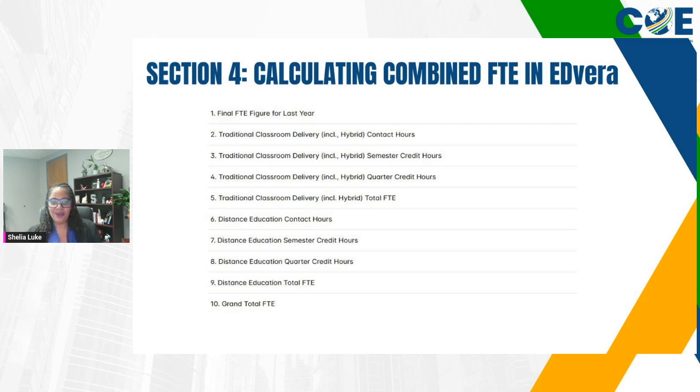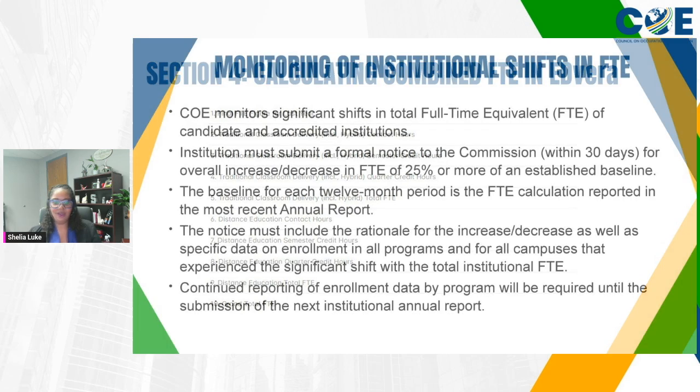Now, it's very important: you don't need to do any more math here. And by that, I mean you don't need to divide the totals by any of the equivalencies, such as 900 contact hours, 45 quarter hours, or 30 semester hours. The system does all the work for you. So it's just as easy as that.